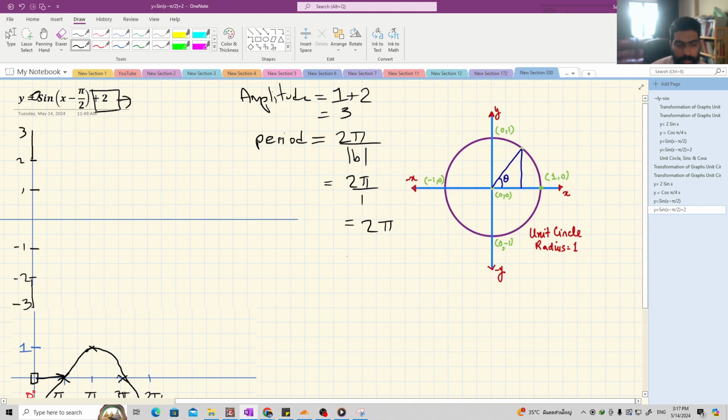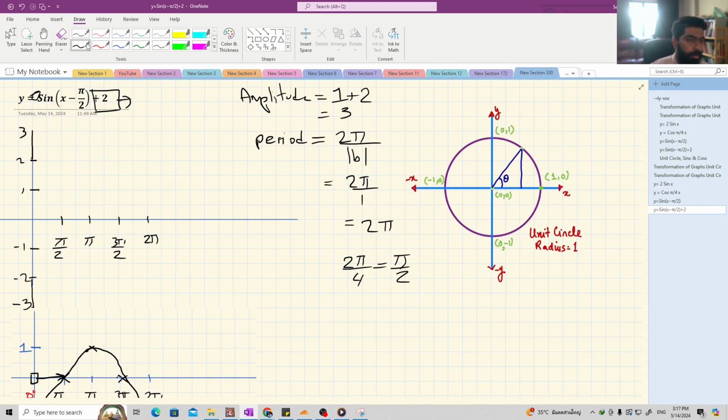Now divide this into 4, because I want to divide it into 4 equal parts. So 2 pi divided by 4 is going to give us pi over 2 again. So here we are going to have pi over 2, 2 pi over 2, which is pi, 3 pi over 2, and 4 pi over 2, which is 2 pi. All right, now let us get to this.